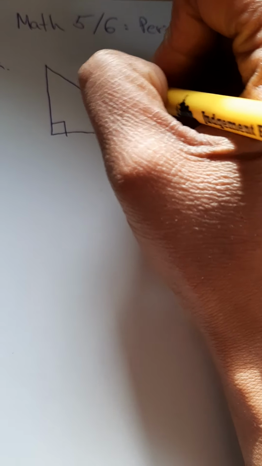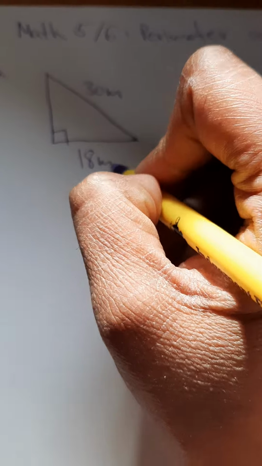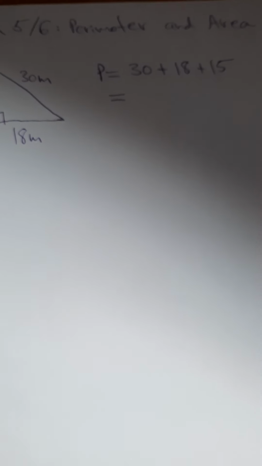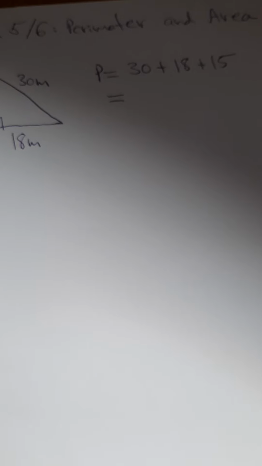I'm going to give you some various dimensions here. So 30 meters, 18 meters, and 15 meters. Okay, so it looks just like this. Remember, the perimeter is basically you going all around the shape and adding all these values together. When you write it, make sure you're writing P equals. So P equals 30 plus 18 plus 15. We're just adding all these numbers together.